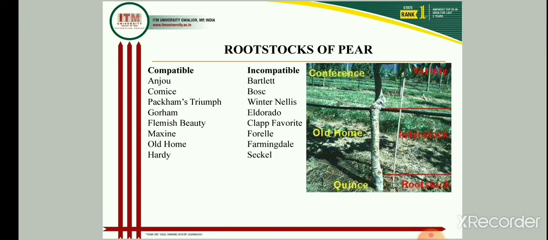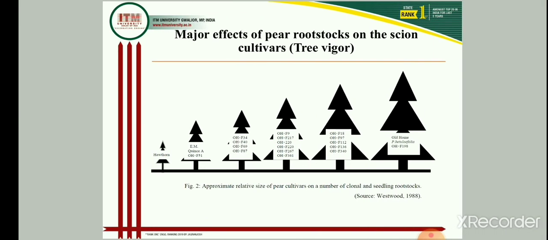So why that? The Quince rootstock is compatible with the Old Home scion, and Old Home is compatible with all these incompatible varieties or scions. So double grafting was reported to be successful to utilize Quince rootstock in the pear crop. Many hybridization programs have also been done, and hybrids of Old Home and Farmingdale were reported to be beneficial in terms of the rootstock breeding program in pear.